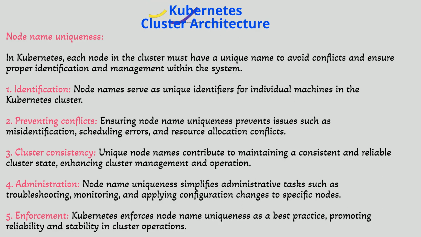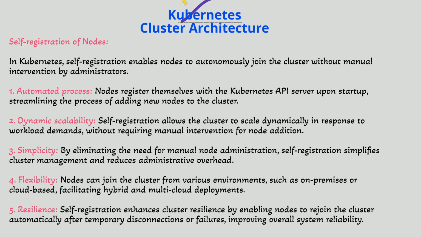Self-registration of nodes. In Kubernetes, self-registration enables nodes to autonomously join the cluster without manual intervention by administrators. 1. Automated process. Nodes register themselves with the Kubernetes API server upon startup, streamlining the process of adding new nodes to the cluster. 2. Dynamic scalability. Self-registration allows the cluster to scale dynamically in response to workload demands, without requiring manual intervention for node addition.